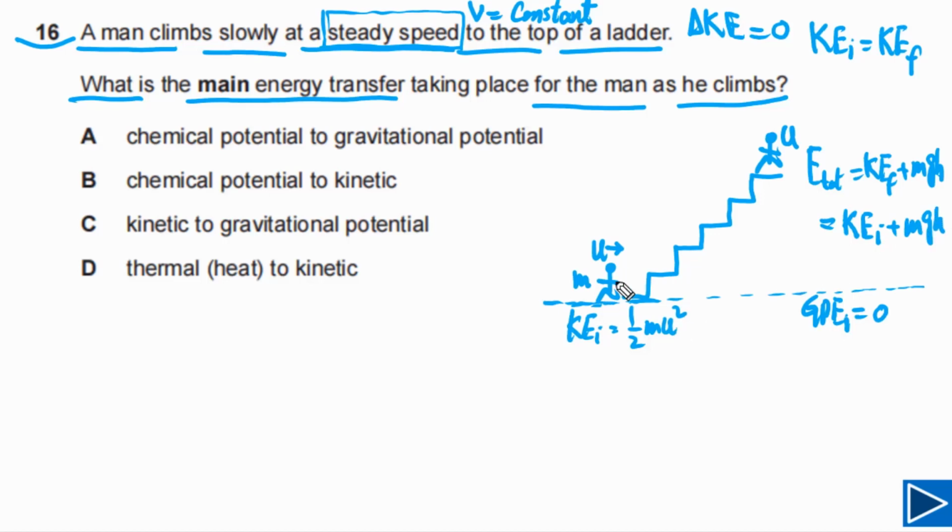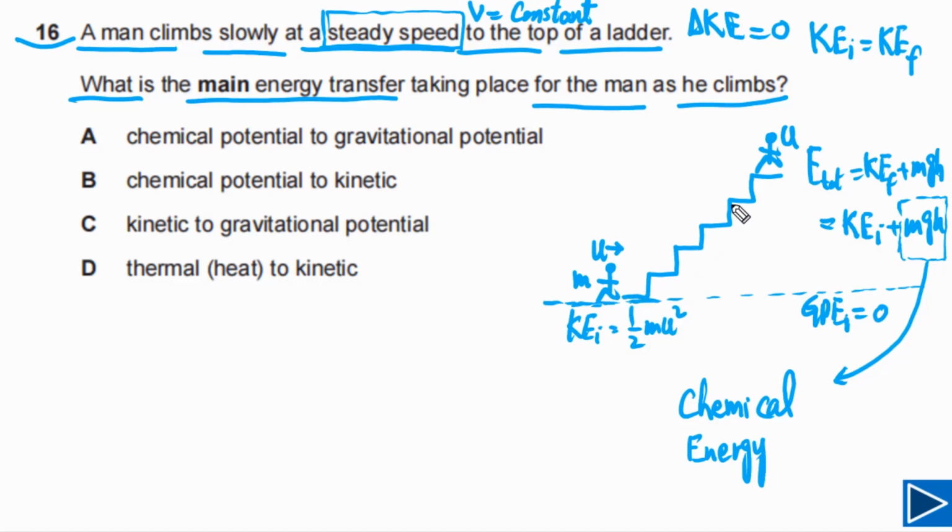Now if we compare the energy of the person at the base and at the top, you can see that the energy of the person has increased. The person has gained gravitational potential energy, but the kinetic energy is the same. The kinetic energy at the base and at the top is the same, but the gravitational potential energy has increased. This increase in GPE is coming from the chemical energy inside the body of the person.